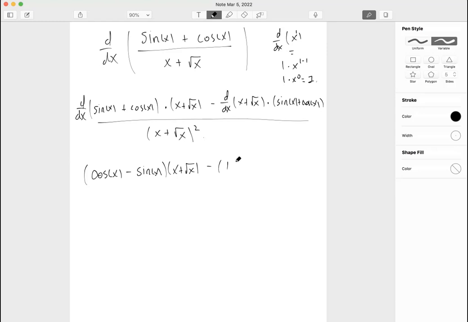Okay, and then root x, we can use the power rule. So we have 1/2 times x to the negative 1/2, which is radical x in the denominator.